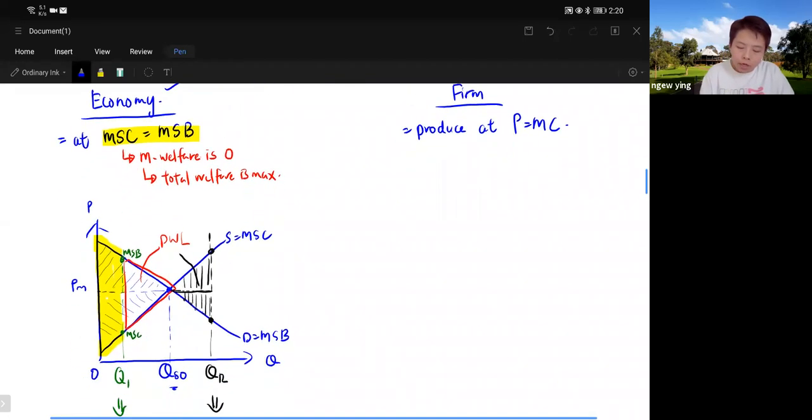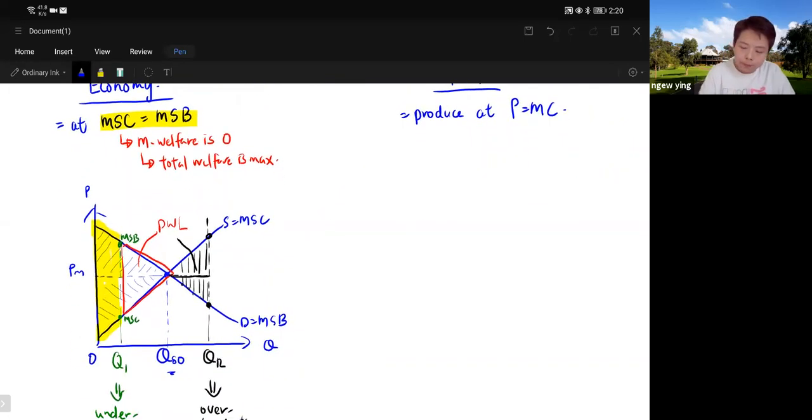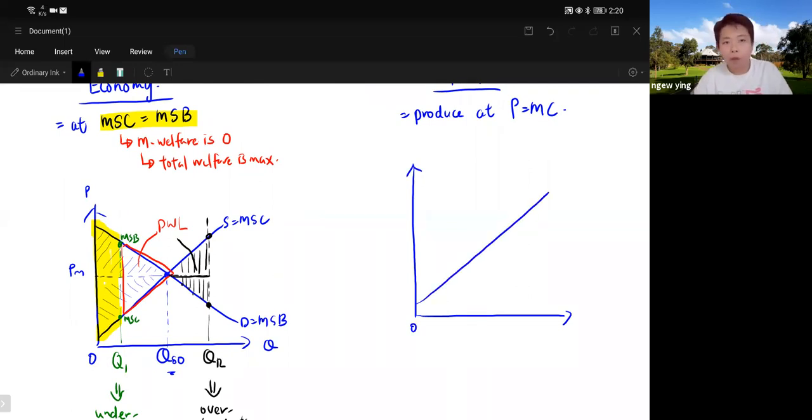Okay. Now, if you are to use the diagram, it's the same diagram. It's just that we will alter the label a little bit. Okay. So now it's talking about firms, one particular product. So the supply curve, instead of MSC, we put it as MC. And then the demand curve.